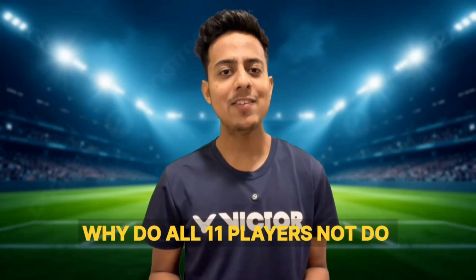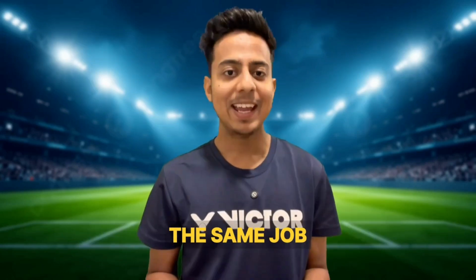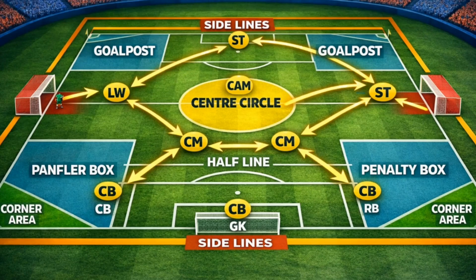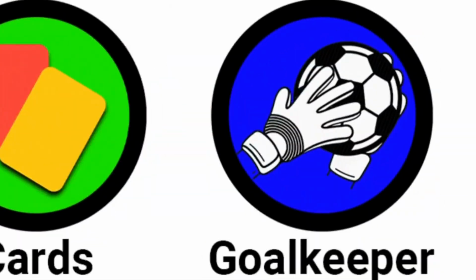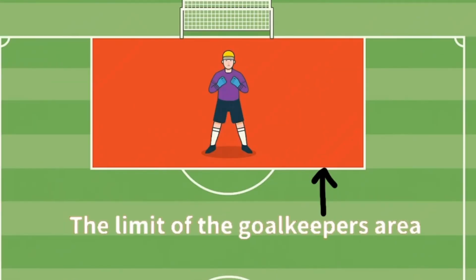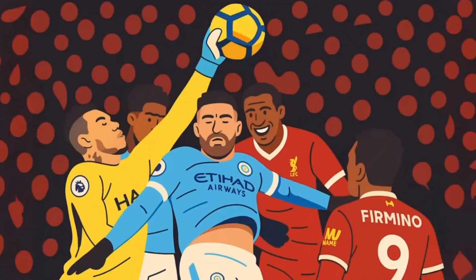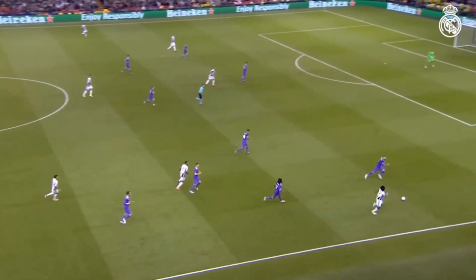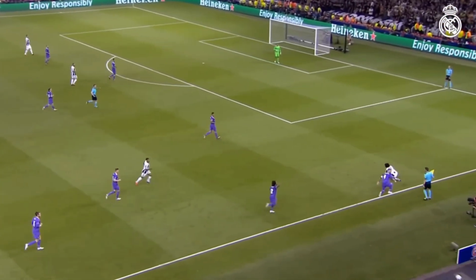Why do all 11 players not do the same job? In football, every player has a different role and different responsibility. That is why positions are very important. Let's understand the main positions. First, goalkeeper. The goalkeeper's main job is to stop goals. He is the only player who can use hands inside his own penalty area. Second, defenders. Third, midfielders are the link between defense and attack.